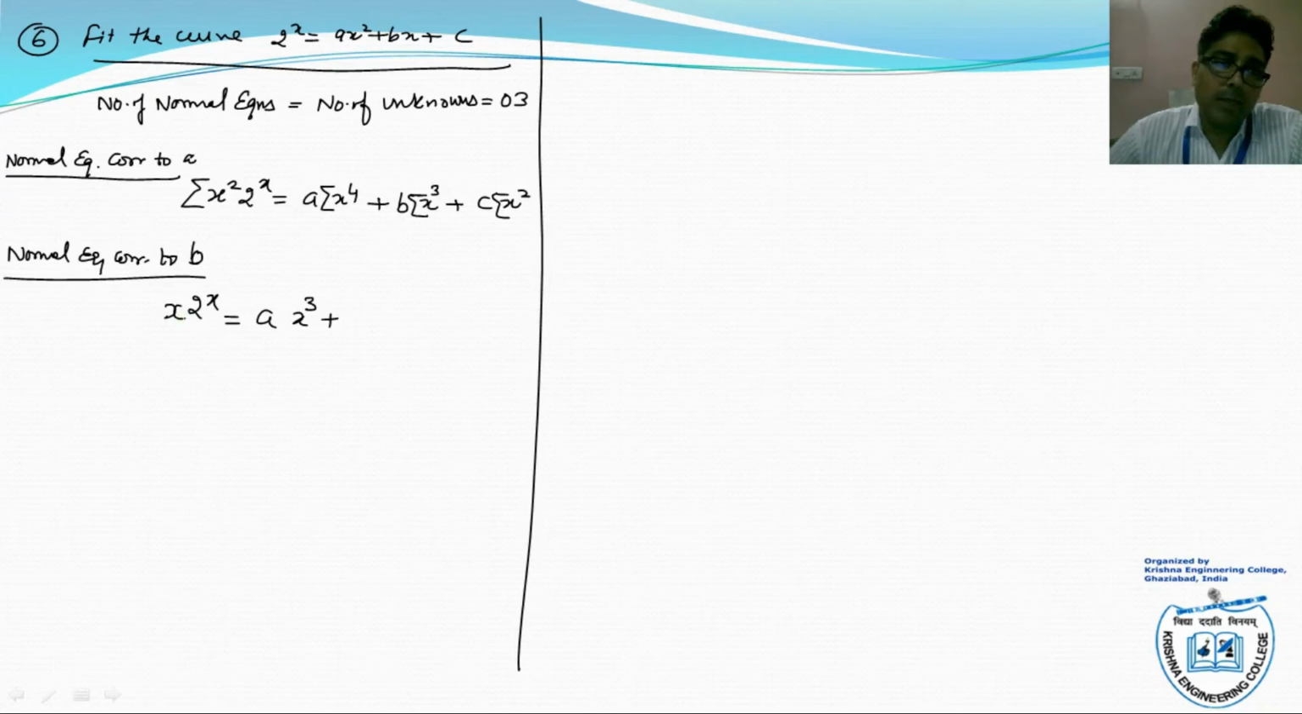First we multiply by x and then take the summation. A x cube and B x square and C x. Right? Now take the summation after multiplying. So this becomes sigma y e to the power 2x is equal to A sigma x cube plus B sigma x square plus C sigma x. This is the normal equation.